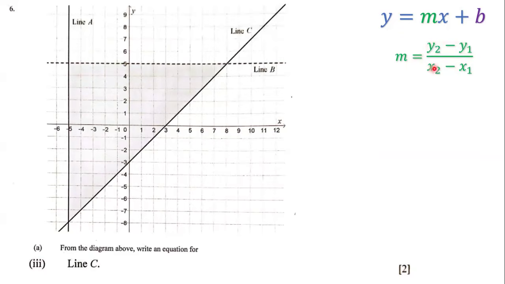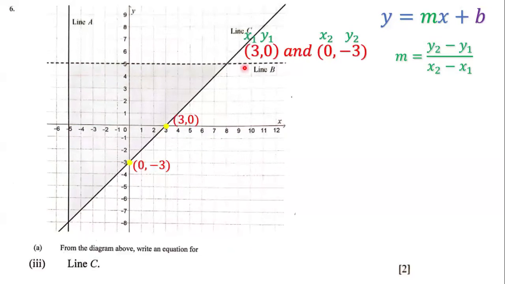In order to figure out the slope of this line, we're going to use 2 points. We can use any 2 points on the line. I'm choosing to use this point and this point. So I'm using the point 0, -3, and the point 3, 0. For this particular point, we're going to say that x1 is 3 and y1 is 0. x2 is 0 and y2 is -3.